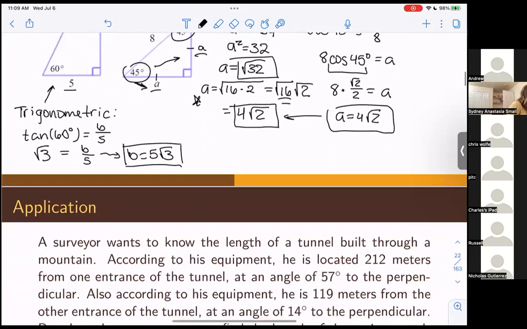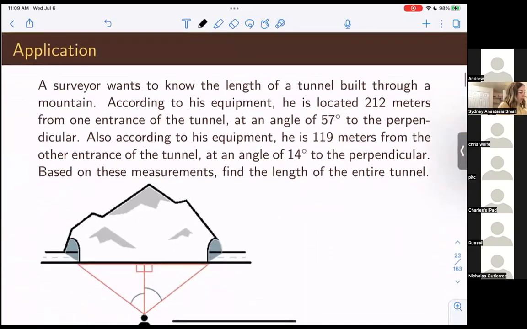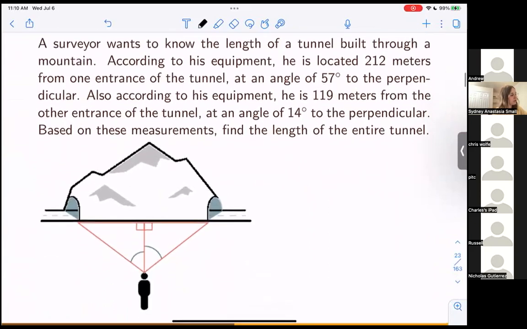Okay, then moving on, let's do a little application of this. A surveyor wants to know the length of a tunnel built through a mountain. According to his equipment, he is located 212 meters from one entrance of the tunnel. I'm just going to label that right now because we have this diagram and it's easy enough. So here he is. Let's just use the left entrance for now. We know he is 212 meters from this entrance. This distance here to here is 212 meters.